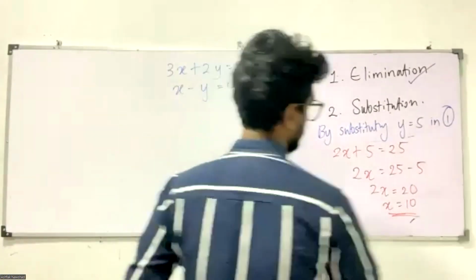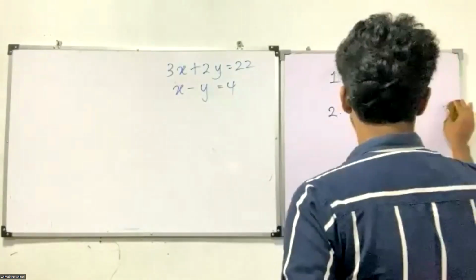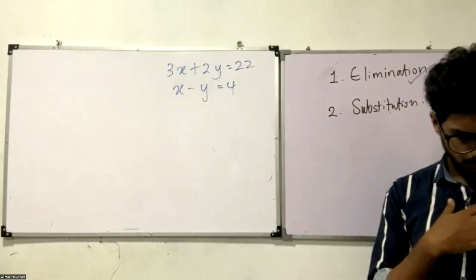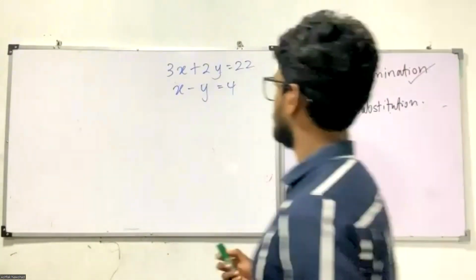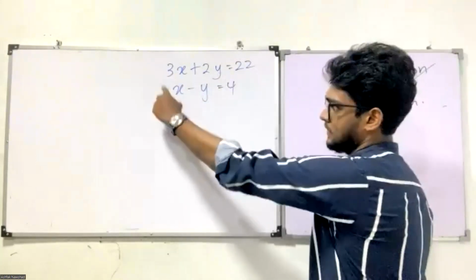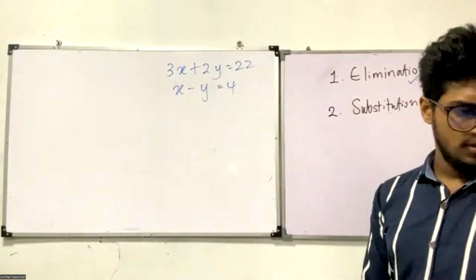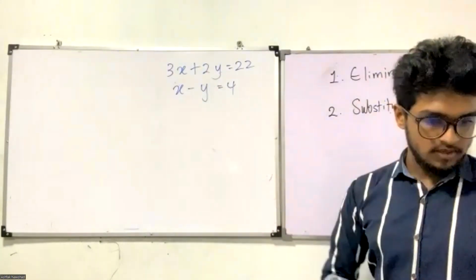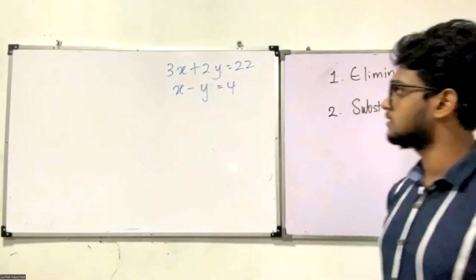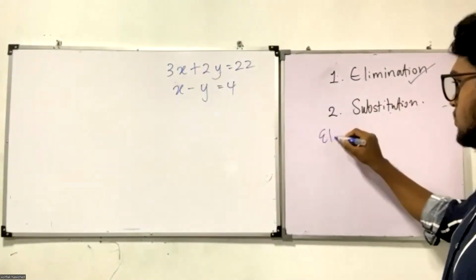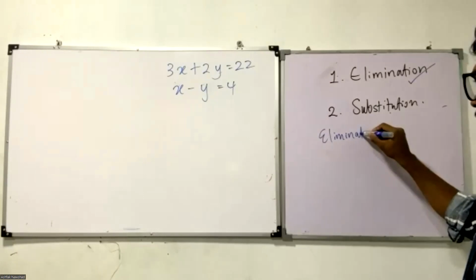See the same steps. First, we follow elimination. So, we choose whom to eliminate. Let's see if the coefficients are equal. Are the coefficients of x equal? No. Are y coefficients equal? That's not equal as well. So, I'll choose to eliminate y.